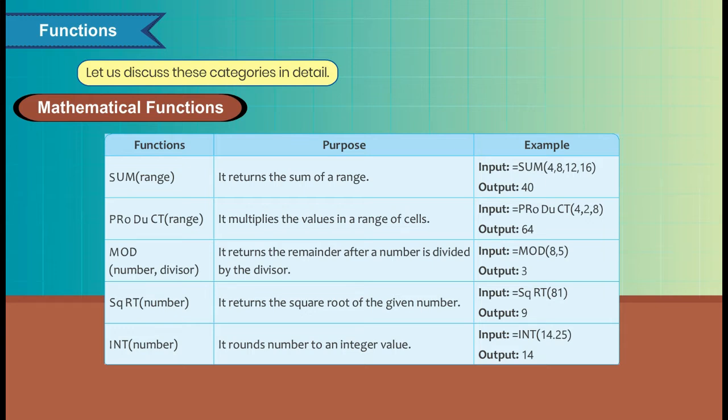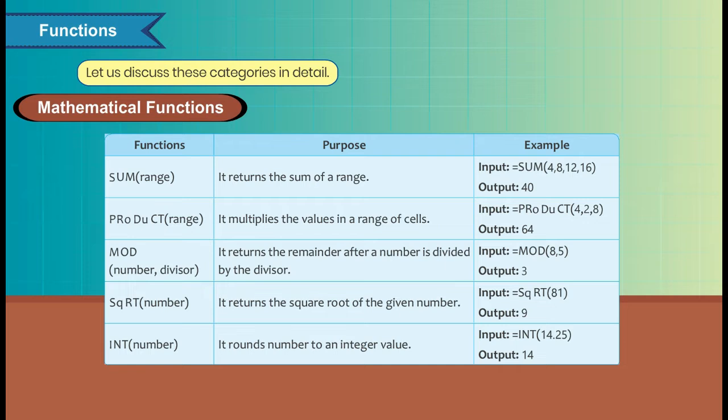Mathematical functions. SUM(range). It returns the sum of a range. Input: =SUM(4, 8, 12, 16). Output: 40. PRODUCT(range). It multiplies the values in a range of cells. Input: =PRODUCT(4, 2, 8). Output: 64.